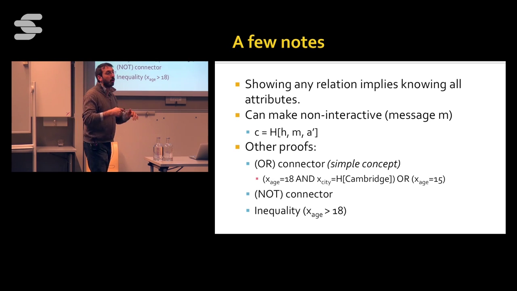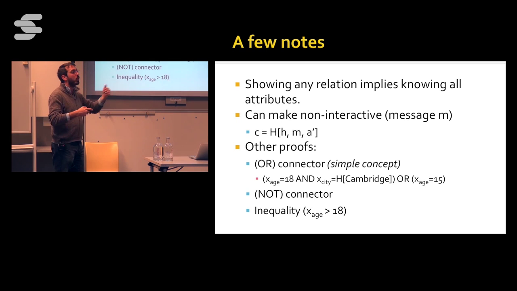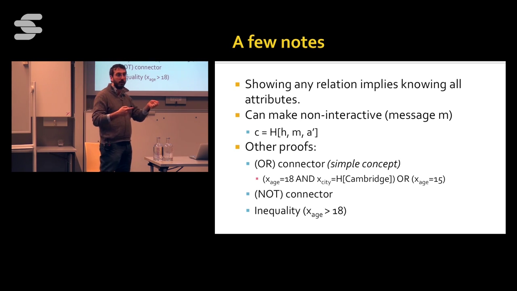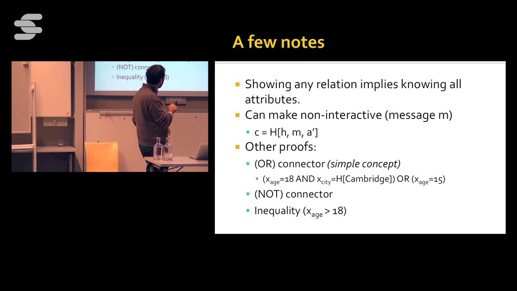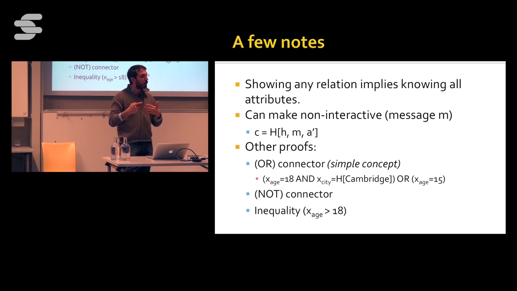You know, I am not younger than 18, for example, or I do not live here, or I do not have a traffic conviction on my license, which could be a credential. That could be another one. And you can, of course, do inequality. You can just say, I'm older than 18, instead of revealing your exact age. I'm not going to show you how to do these. There is just some more mathematical trickery of the same form.